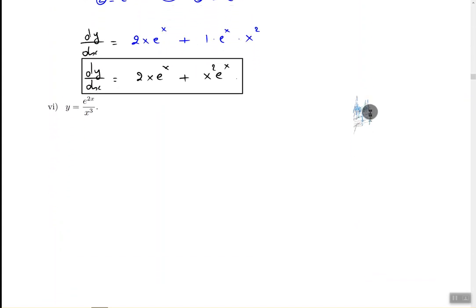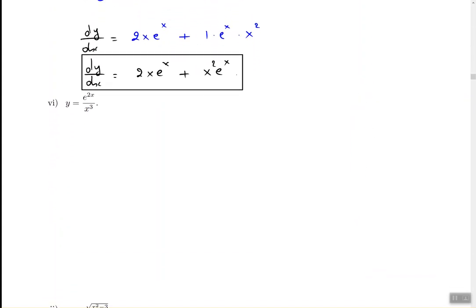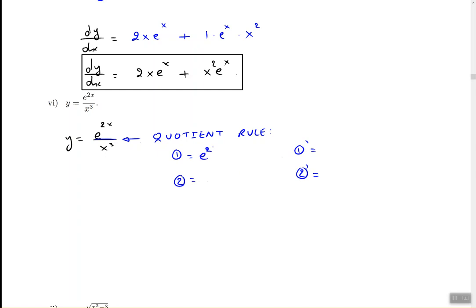The next one has a quotient, so it's going to be a quotient rule. So it has y equals e to the power of 2x divided by x cubed. Again, because of the little line right here, this is a fraction, which means I need the quotient rule. And just like with the product rule, I like to set it up the same way. I like to have my first, my second, and across from them the first one prime and the second one prime. First is going to be e to the power of 2x, second is going to be x cubed.